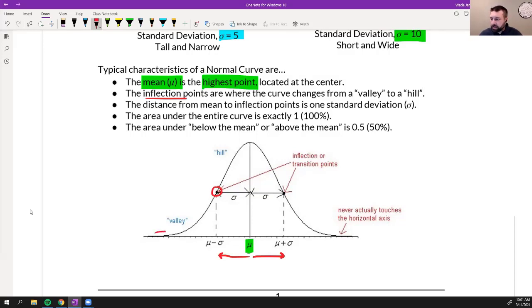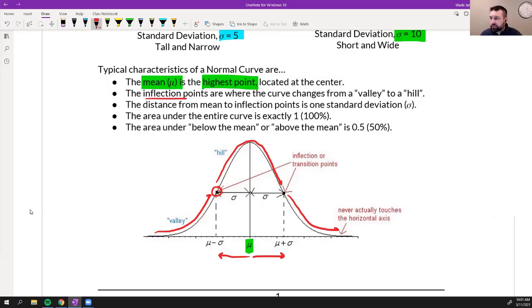So here you can think like if you're driving up the valley, and then you finally get to the inflection point, and now you're on part of the hill. And then you travel over the hill and you get here, and now you transition back into a valley. So these are called inflection points, and they are located exactly one standard deviation above and below the mean.